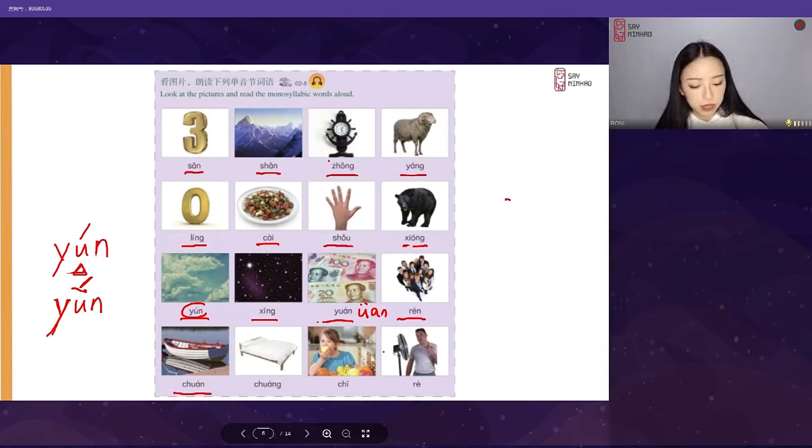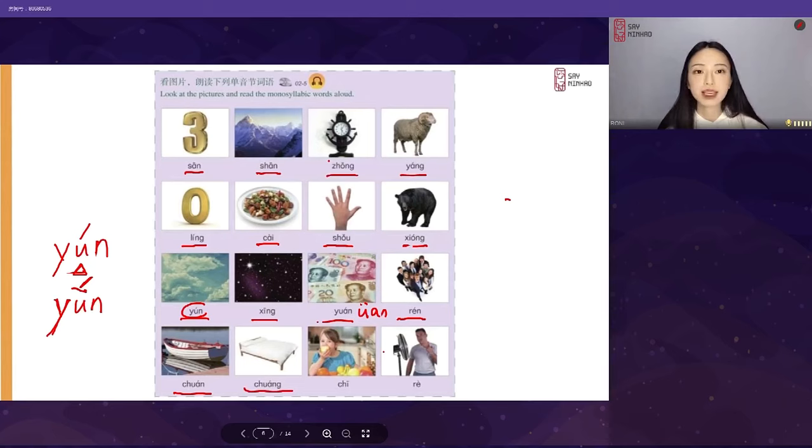Okay. Next one is chuan, which means a boat or a ship. Chuan, the initial ch, the final uan, and the tone is second tone. Put them together: chuan. Next is chuang, which means bed.